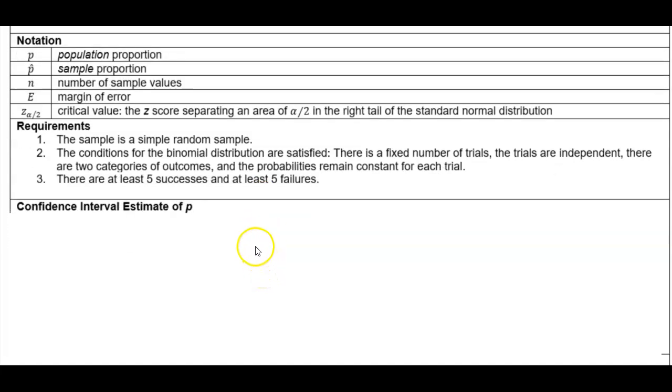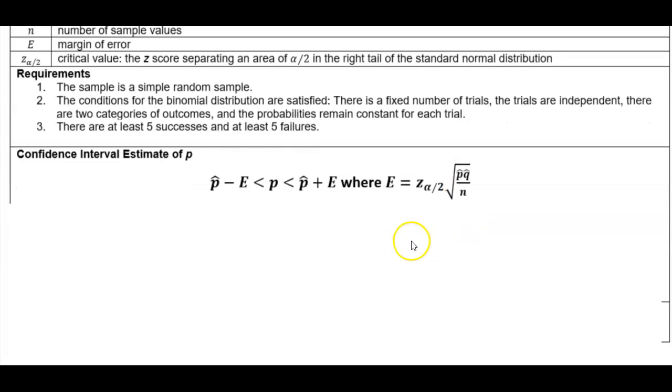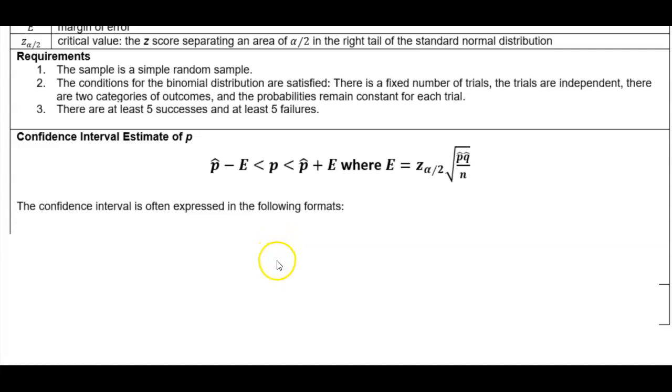So here's the confidence interval estimate of p. We would have the point estimate minus the margin of error on the left side, and on the right side, the point estimate plus the margin of error, which would be the values on the left and the right of the interval, with p in the middle, where the margin of error is equal to z alpha divided by 2, the critical z value, times the square root of the point estimate times the complement of the point estimate, divided by n.